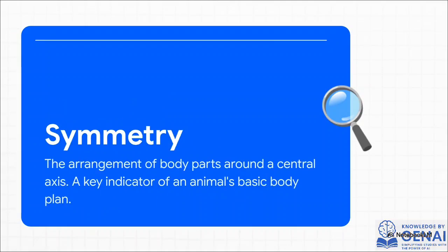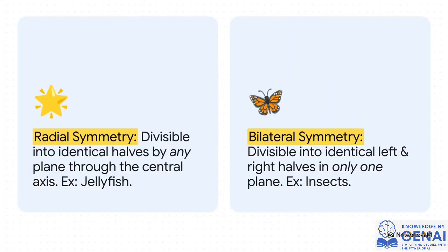Next in the toolkit, symmetry. I know, it sounds simple, but an animal's basic body plan tells you a ton about how it lives. And it all comes down to how its body parts are arranged. There are really 2 main types you need to know. On one hand, you have radial symmetry. Think of a starfish or a jellyfish. You can basically slice it like a pizza through the center from any angle, and you'll get 2 identical halves. But then there's bilateral symmetry. That's us. There's only one way you can draw a line down the middle to get a perfect left and right mirror image.